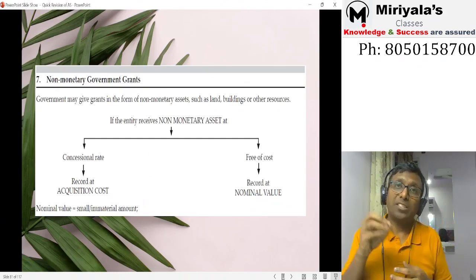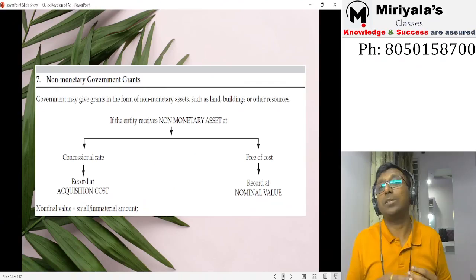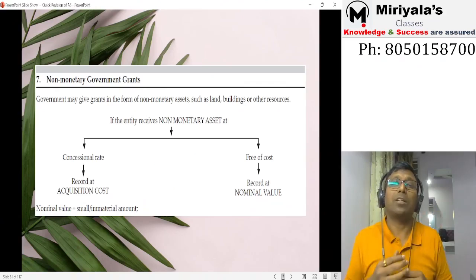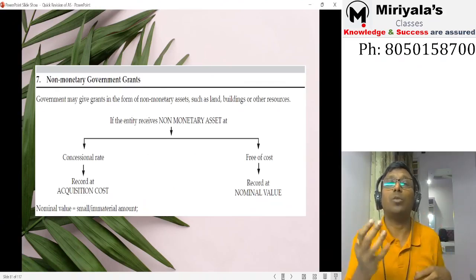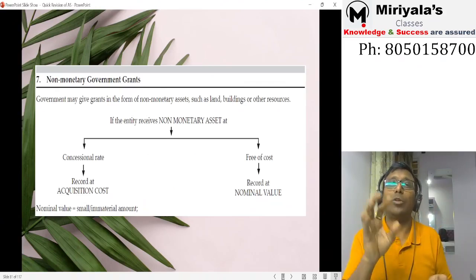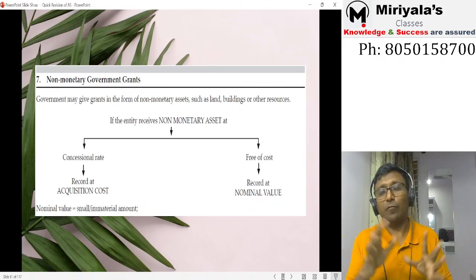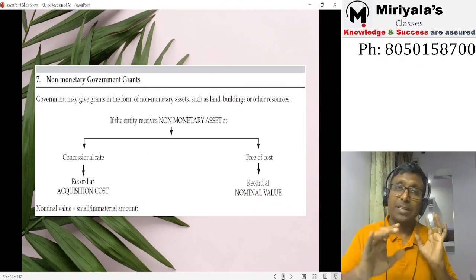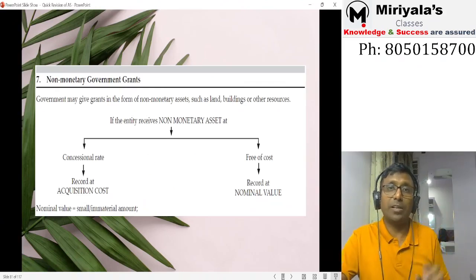No, sir, I have paid something. Correct. Now, concessional price I paid. Means 100 rupees is the market value. Government sold it to me for 40 rupees. How much you spent? 40. Then record it 40. Land account debit 40. Cash I paid 40. Record it. Okay. That's if it is a non-monetary government grant.